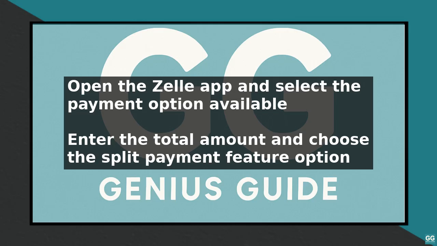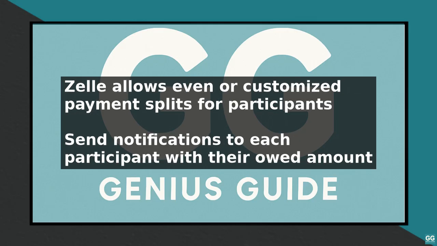For example, if you and two friends are splitting a dinner bill of $100, you can choose to split it evenly at $33.33 each. After setting up the split payment, Zelle will send a notification to each participant with the amount they owe. They can then review and pay their share using the Zelle app.